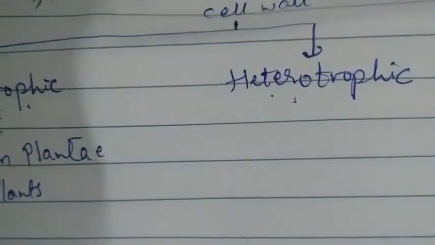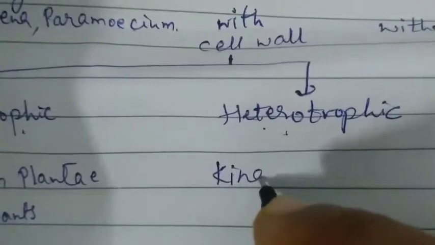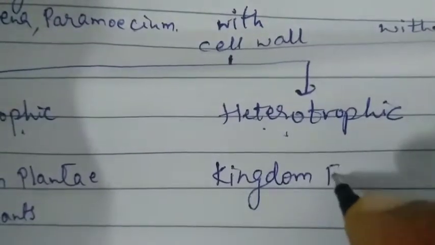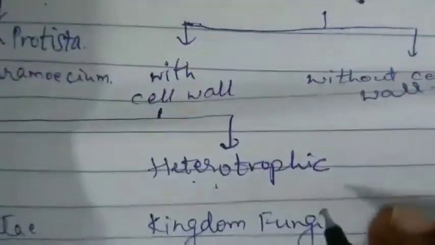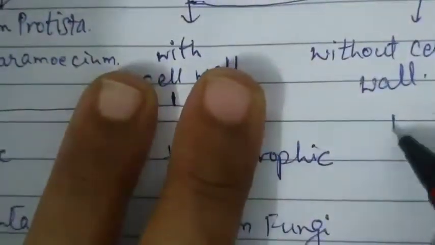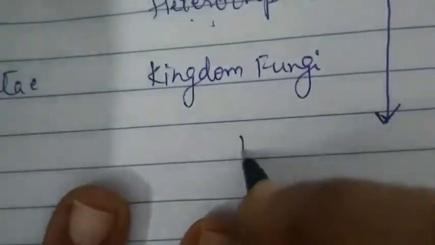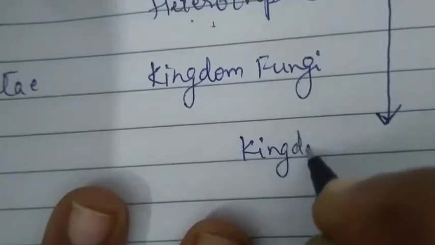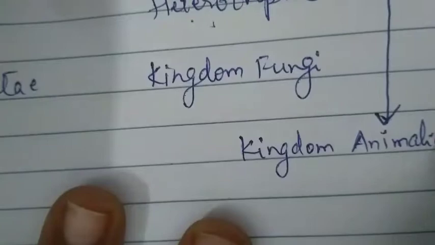Whereas in case of heterotrophic, what is being included is kingdom Fungi. Kingdom Fungi means they depend on others for their food. Now, without cell wall is the only one, that is a kingdom Animalia, which includes large varieties of animals.